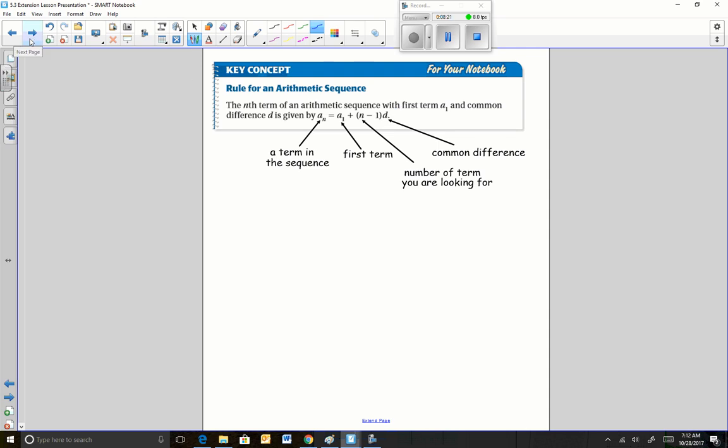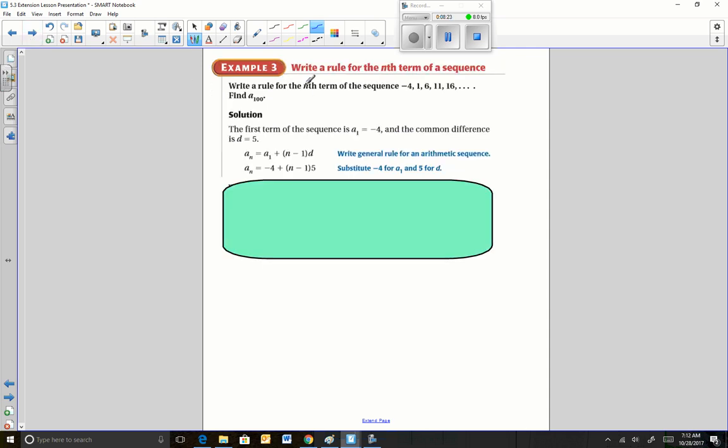All right. Let's see how you could use this. Write a rule for the nth term of this sequence. So they give you these numbers and they say find the rule. So we use the formula that we have, and a sub n is you're looking for a particular term, but let's start off by just plugging in these numbers. Your first term always goes right here. It's a -4, so I write -4. Plus n minus 1 stays there, and then the common difference. These were going up by 5, so I put a 5 there.